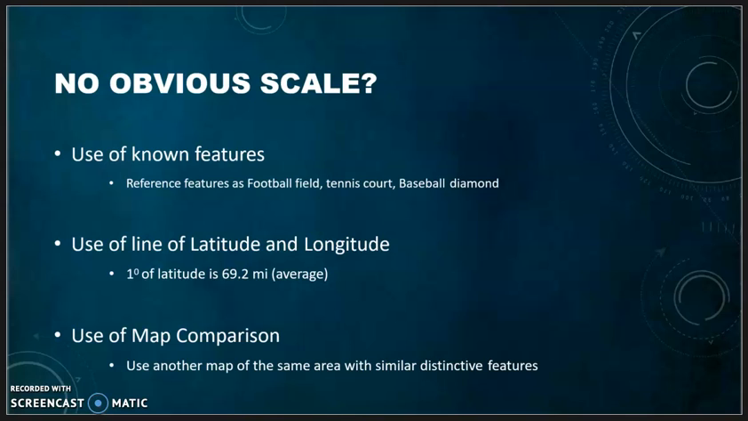There's the use of line of latitude and longitude. So 1 degree of latitude is 69.2 miles on average. Or we can do a map comparison. So we use another map of the same area with similar distinctive features.